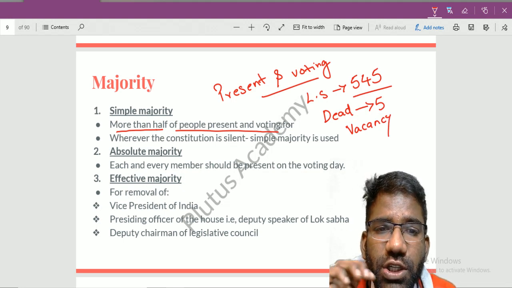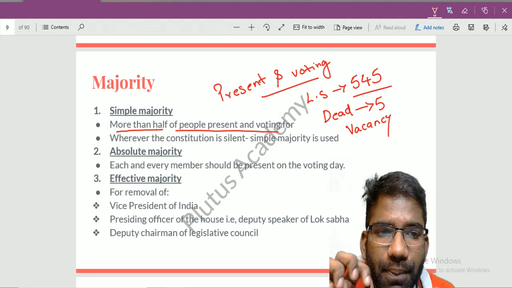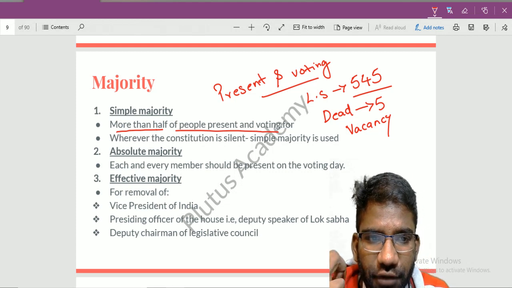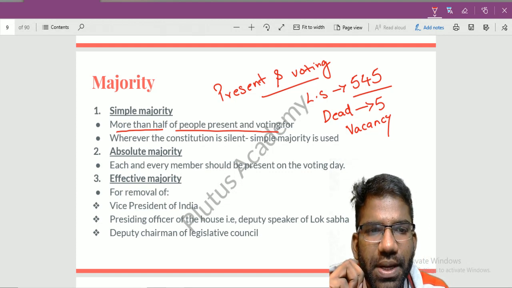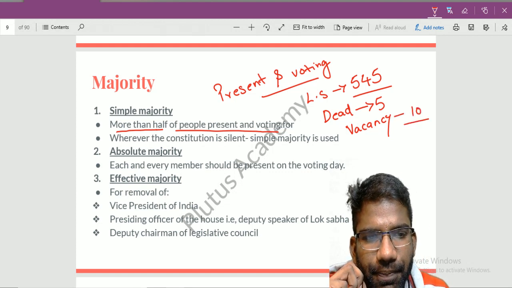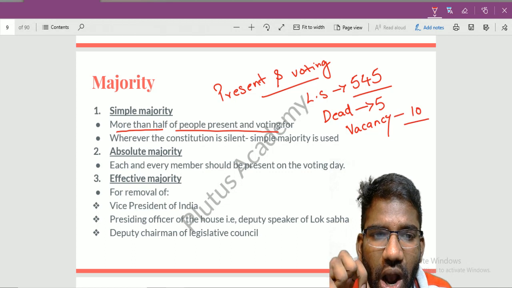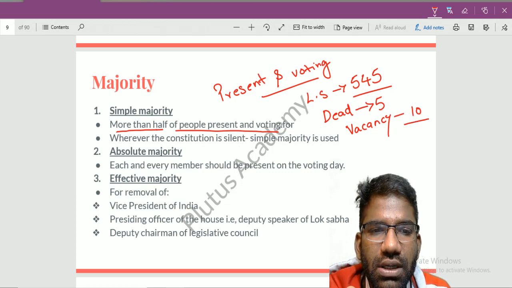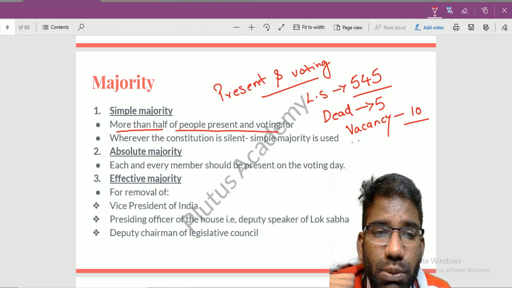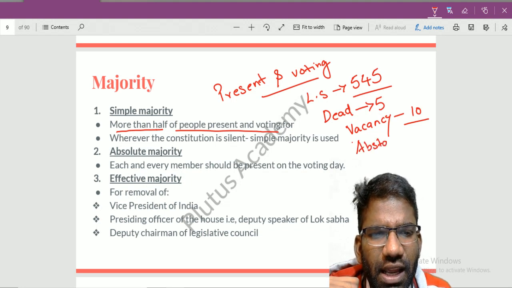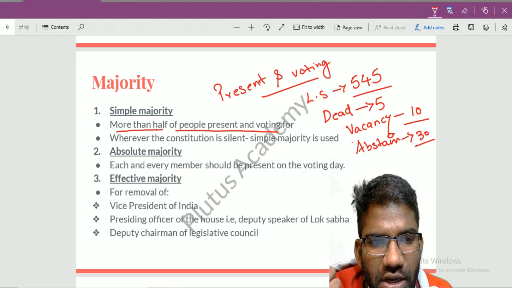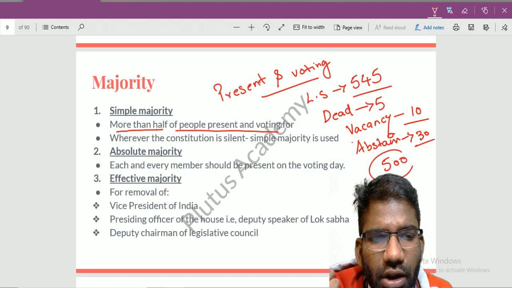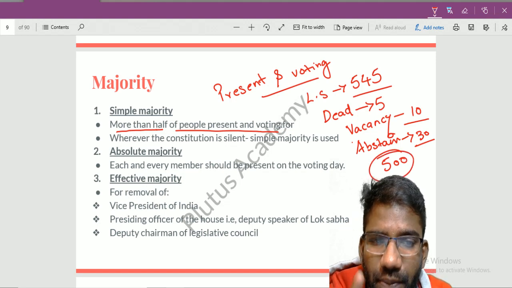So if 5 members are dead and certain members have a vacancy, that means there will be an election to be conducted in the near future, so there is a vacancy of that seat from that constituency. Like if 10 seats are vacant, and once all the members reach the house and before the voting, if they do not follow the decorum of the voting, the speaker can abstain certain members, like 30 odd members are abstained. So only 500 members will be there who are present and available for voting.